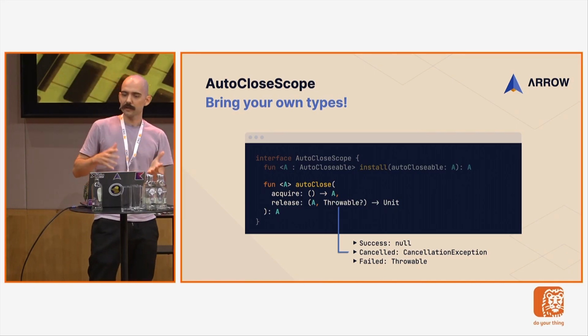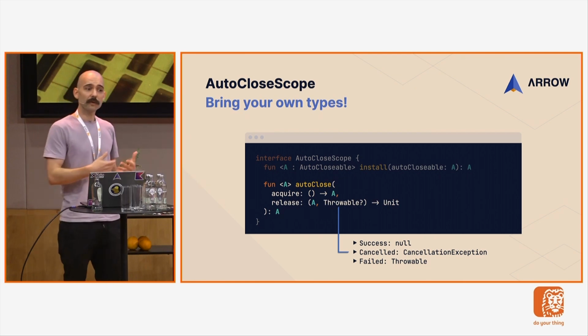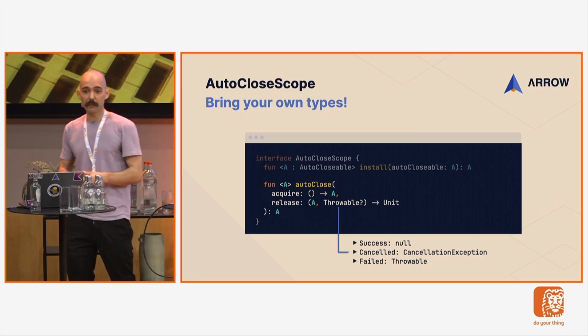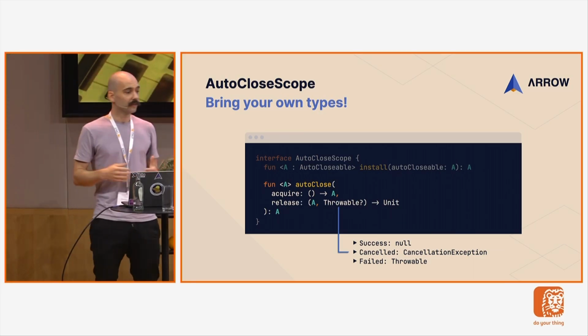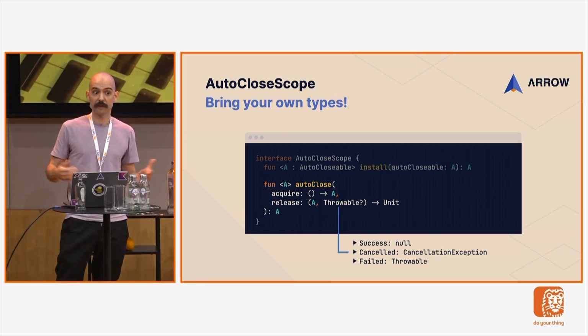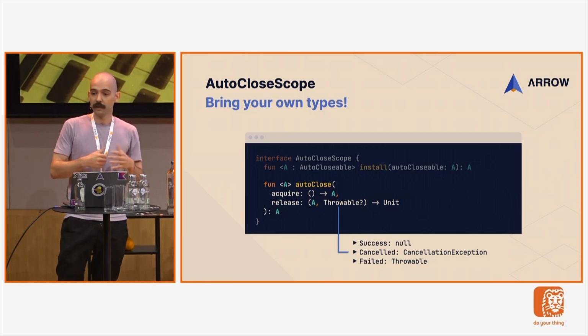Right? So that allows us to implement install from this generic function, but it also allows you to install or integrate third-party types, types that you do not own, that might not implement AutoCloseable. Perhaps you're integrating with Kotlin JS or Kotlin Native, which does not have AutoCloseable, and this avoids the need for wrapping all these types.